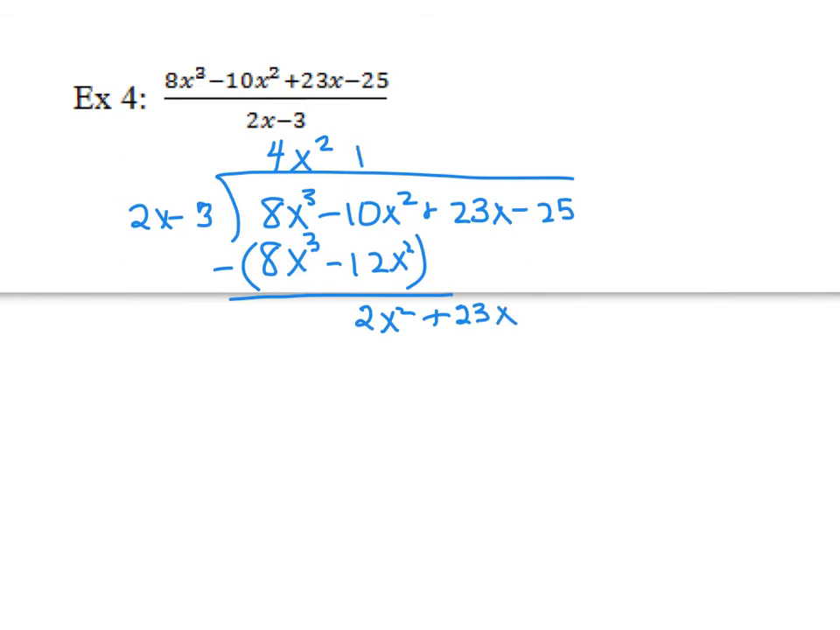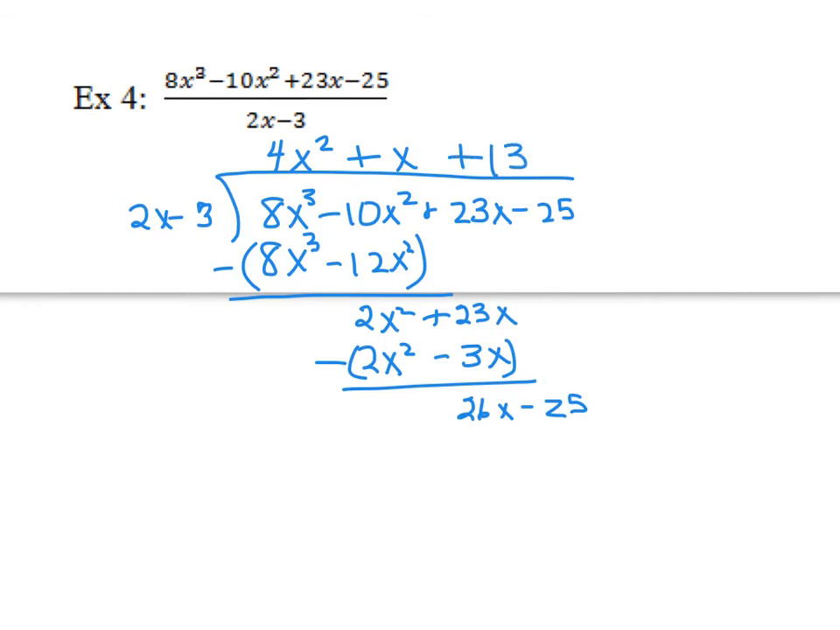2x squared divided by 2x is x. X times 2x is 2x squared. X times negative 3 is negative 3x. Subtracting, I see that now I have a 26x. Bring down the minus 25. So 26x divided by 2x, that's giving me plus 13.